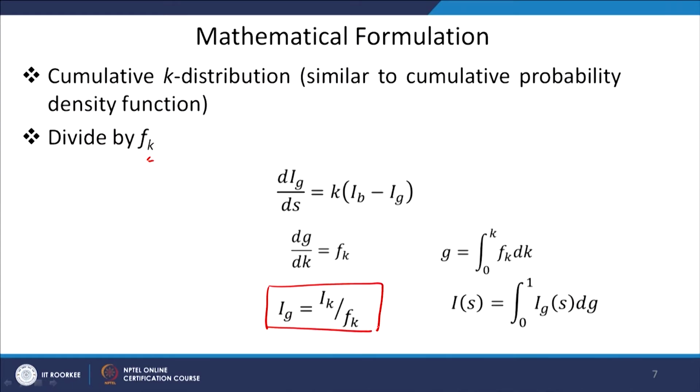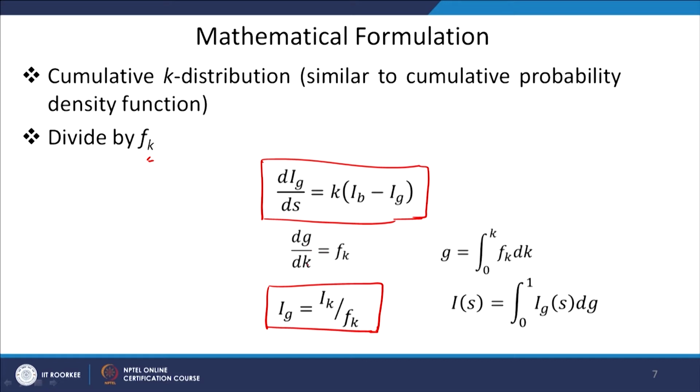This function is going to be relatively smooth, because we have divided by the erratic function Fk. This function Ig is going to be very smooth, and we can use efficient quadrature to integrate this function. So, the RTE now, finally, in cumulative K distribution G is given by dIg by ds, where the K distribution in G space is going to be very smooth.